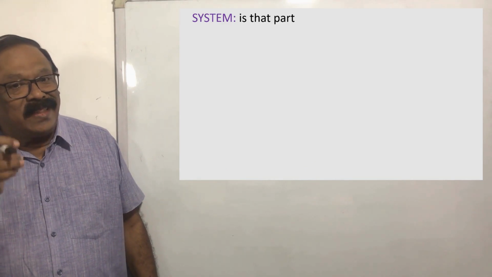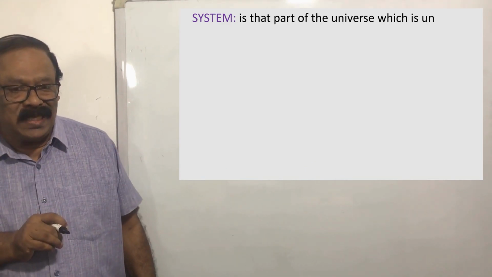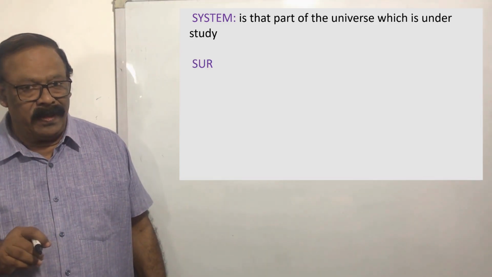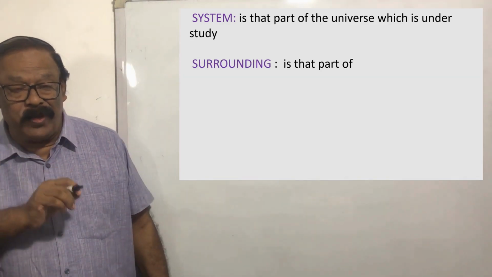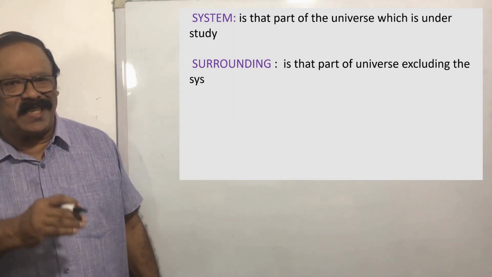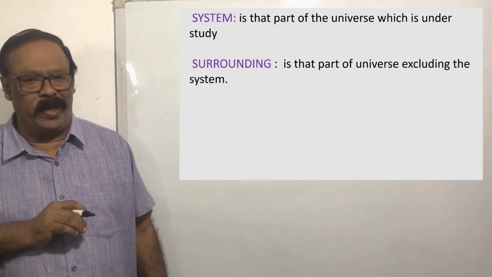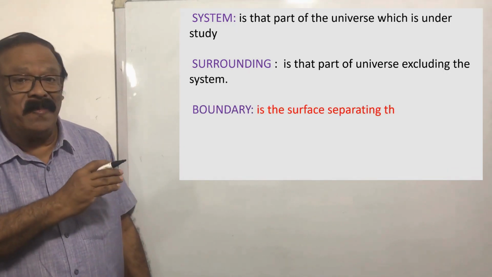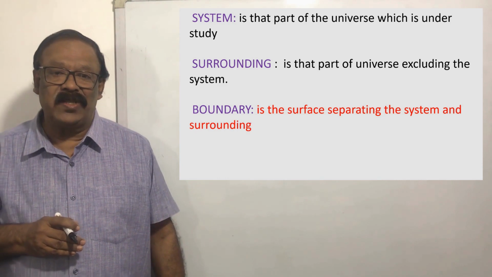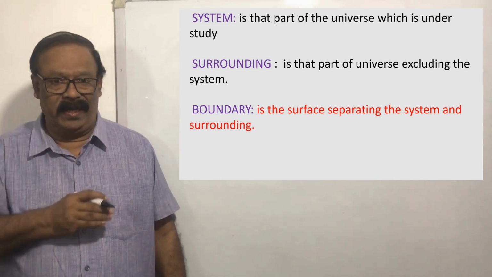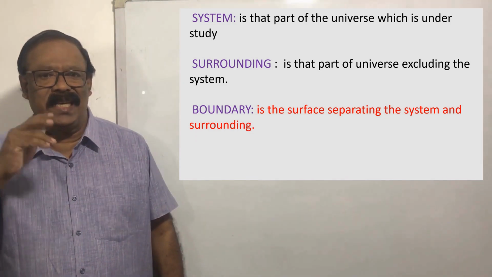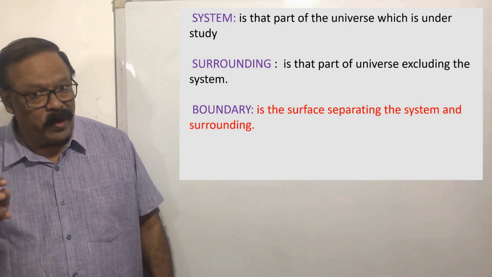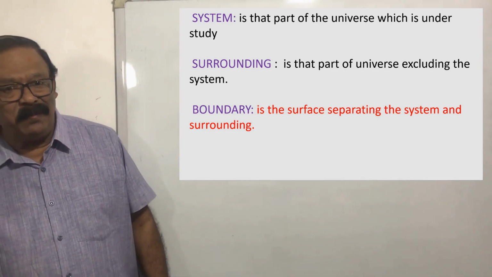System is that part of the universe which is under study. The remaining part of the universe, excluding the system, is called the surrounding. The surface which separates the system and the surrounding is called the boundary. So these are the three basic terms coming in thermodynamics: system, surrounding, and boundary.